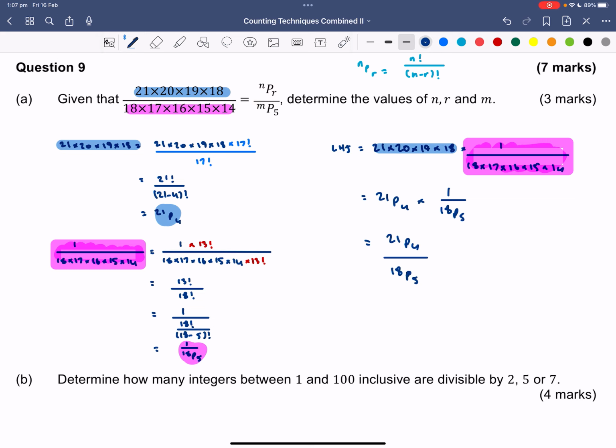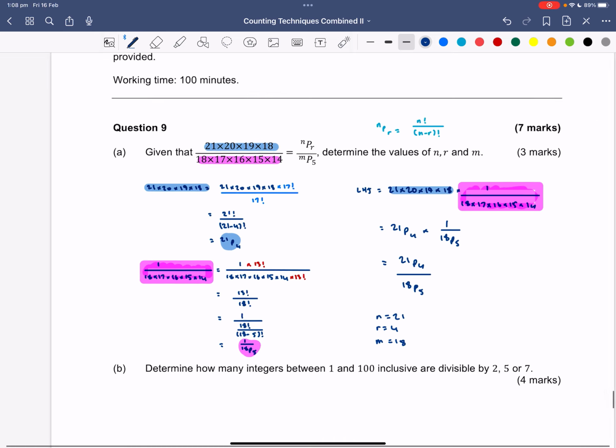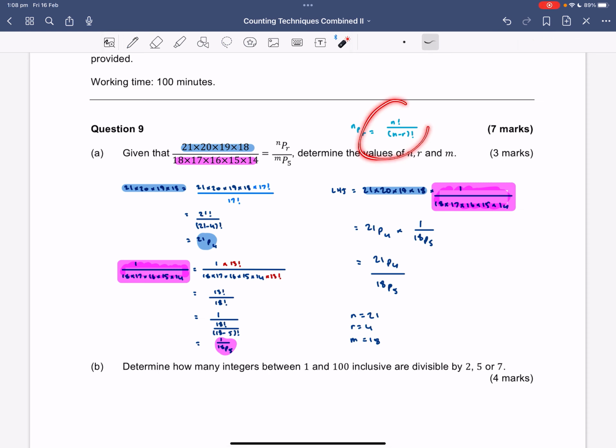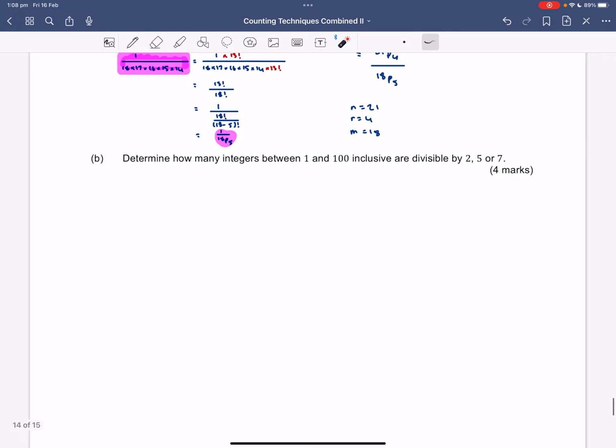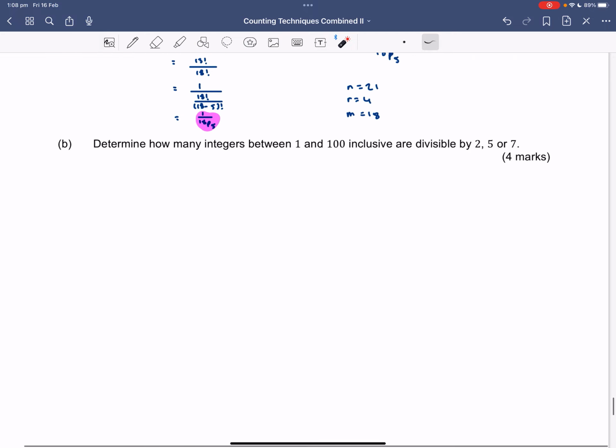It just says find the values of n, r, and m. So n is 21, r is just 4, and m is just 18. Easy. Nice question. It just made sure that you knew the formula for nPr and you know how to do simple fractions. Next question, an inclusion-exclusion principle question.